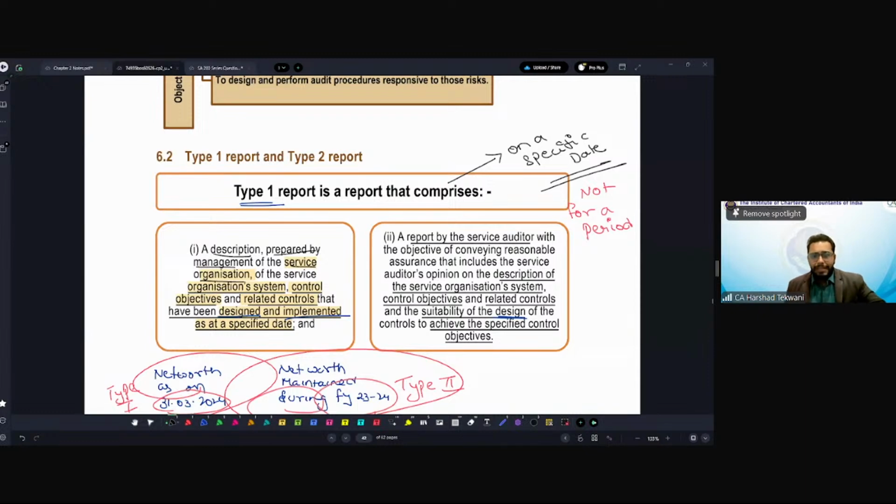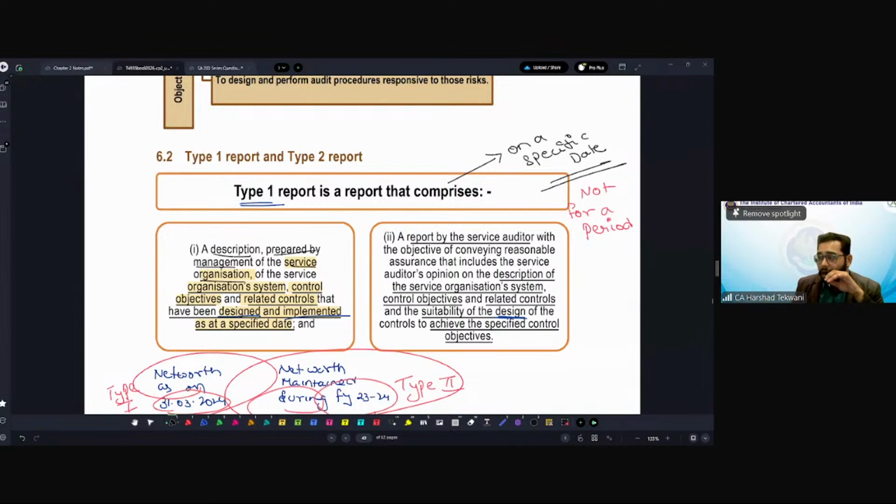Let's assume this service auditor is a member of the institute. Let's say I am the service auditor, or you are the service auditor. Some user entity auditor has approached you and asked you for the report. Under which standard will you issue this report? Anyone?